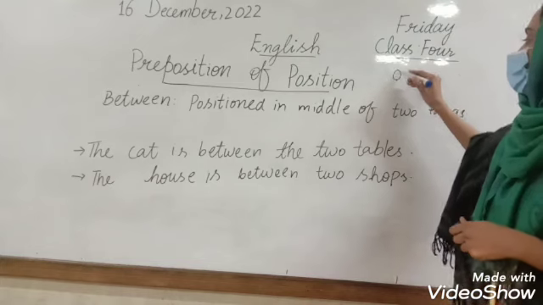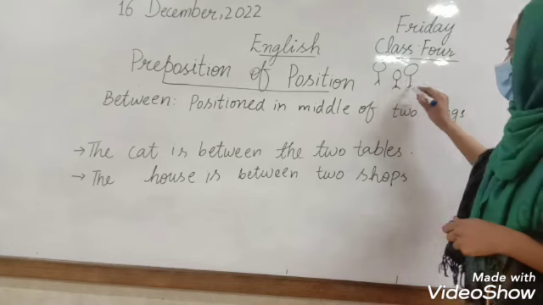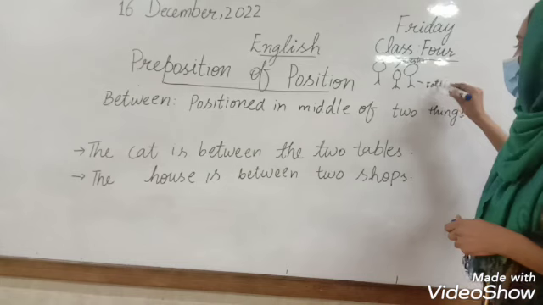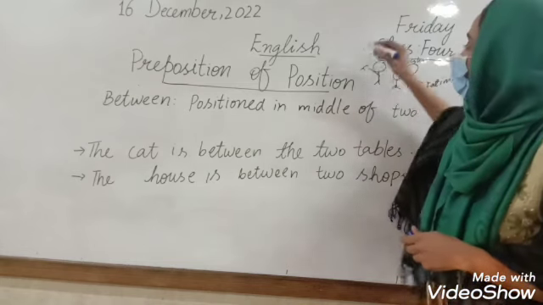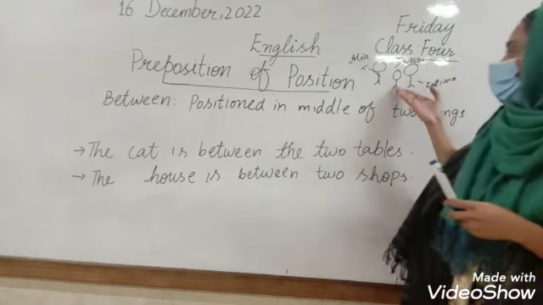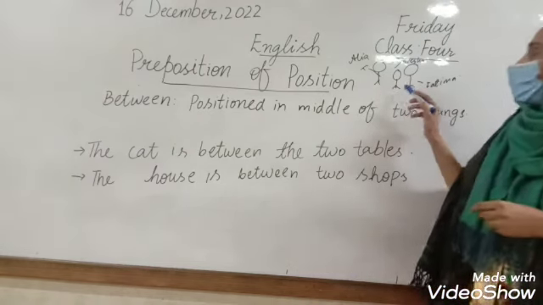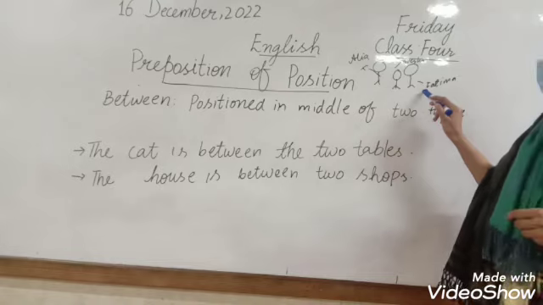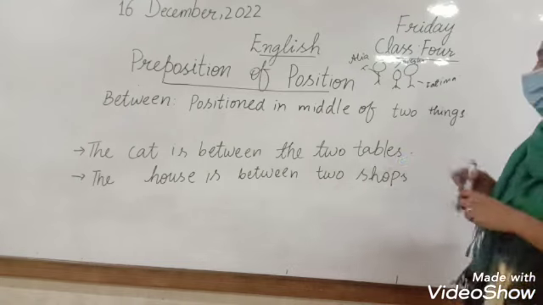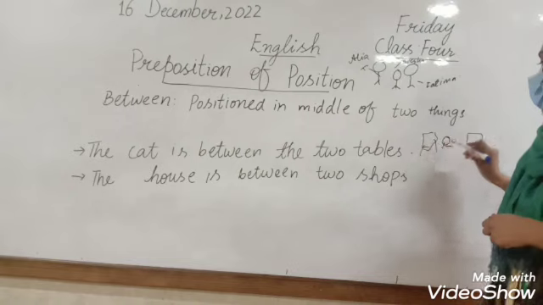Now, when we are using between, this is Aisha, this is Fatima, and this is Alia. When we have to tell the position of Aisha, we are going to say that Aisha is sitting between Alia and Fatima. The cat is between the two tables. Cat is sitting between the two tables.